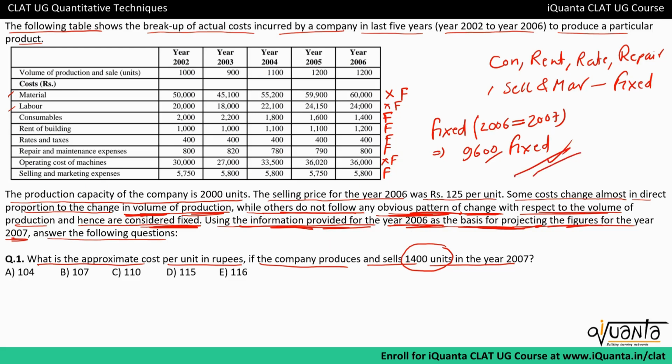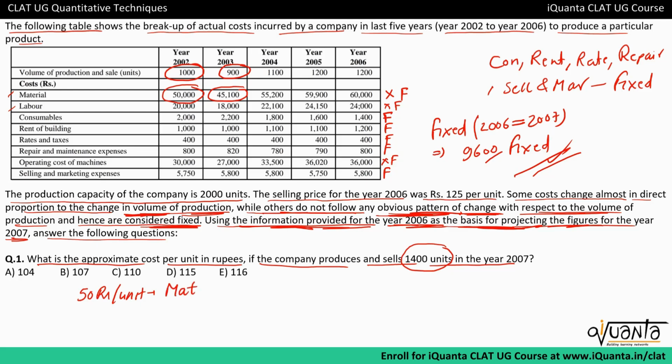Now for the quantities that are not fixed, there will be some change in cost as per the number of units. So we can see that for material, if number of units is 1000, cost is 50,000. That means I can say that every unit costs 50, right? Similarly, you can check it for year 2003 as well. When number of units is 900, the cost is approximately 45,000. So yes, it is 50 rupees per unit. So I can say that 50 rupees per unit, it is the cost of which thing?